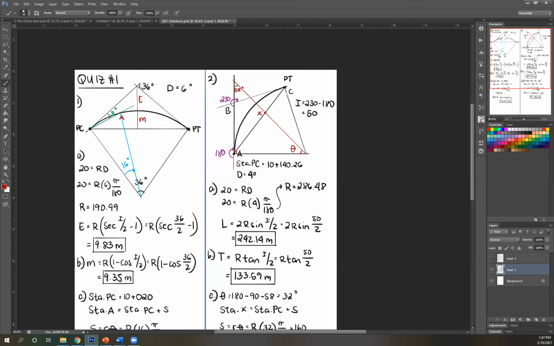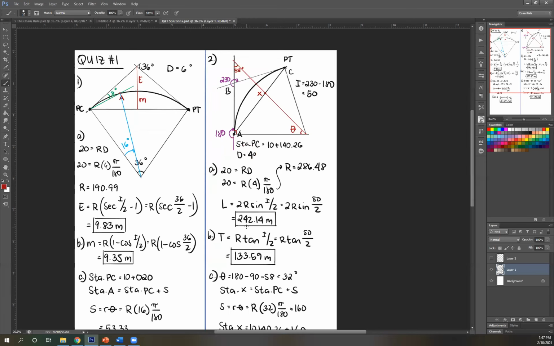Next, I want to know R. But again, whenever you have a degree of curve, it's easy to figure out what R is. It's just using 20 equals RD. So 20 equals R times 4 degrees. Again, convert to radians, times pi over 180. Therefore, solving for R is 286.48. Sub that into your equation, you get the final answer, 242.14 meters.